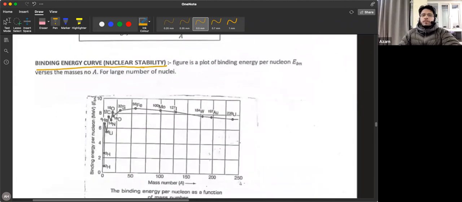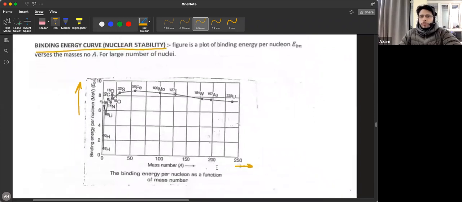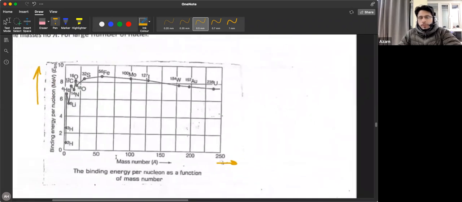So what is the binding energy curve? On the y-axis, we take binding energy per nucleon, and on the x-axis, we take mass number. So we plotted binding energy per nucleon against mass number. You can see, as you increase the mass number, the binding energy increases. There are a few dips here. We'll explain the dips later, but overall, when you increase the mass number, the binding energy increases, which is very obvious, because when you increase mass number, you're increasing the number of protons and neutrons, which means you are increasing the mass defect.